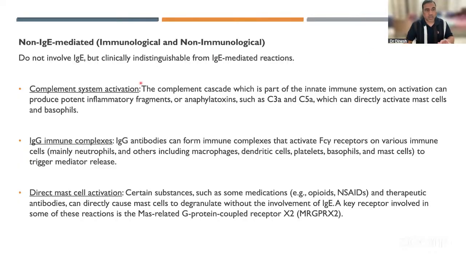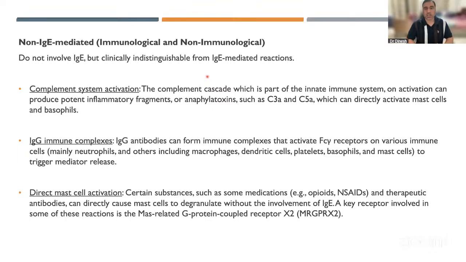Okay, so what are the different bases for this? It can be the complement system, which I have seen. The complement cascade is part of the innate immune system and produces inflammatory fragments or anaphylatoxins such as C3a, C4a, and even C5, which directly activate the mast cells and basophils.